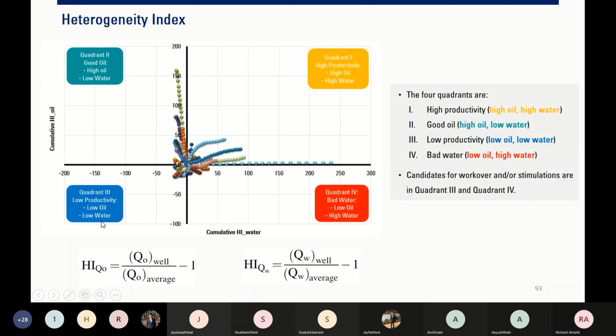And lastly, bad water. The quadrant 4, low oil but high water. In this case, maybe you need to do water shut off, or maybe you can just shut in those wells, right? Because these are the wells with poorest performance.